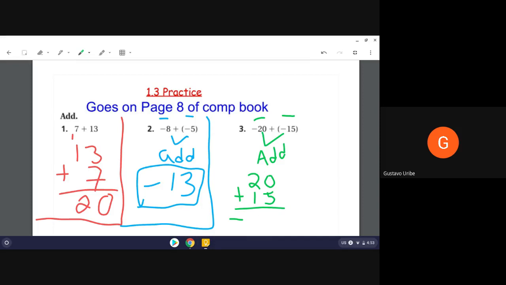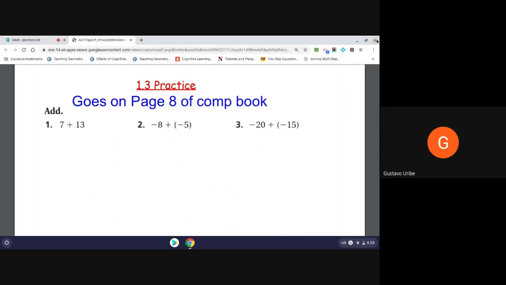5 plus 0 is 5. 2 plus 1, 3. So your final answer is going to be a negative 35. Okay, so if you need help on any of these, let me know. You can go back and look to see how we have solved these.